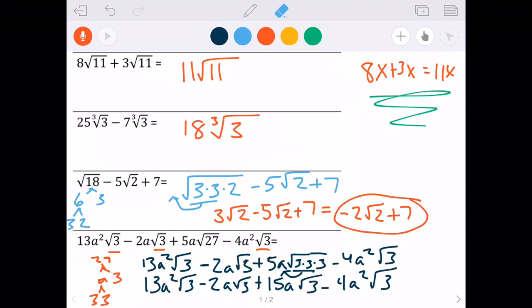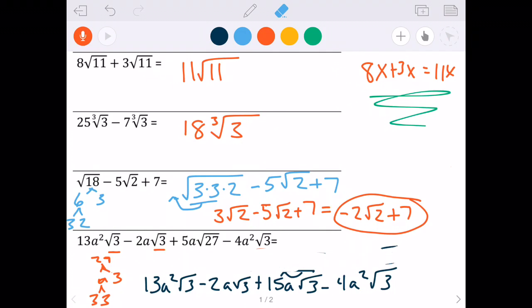Now, like I said, I'm going to run out of room, so I'm actually going to erase this previous step. All right, so that is what I have now. We talked about how the number underneath the radical has to be the same. But if you notice, on the outside we have 13a squared, and then we have negative 4a squared. So we have a squared, and then we also have just an a. So another thing you have to look out for is not only do the numbers underneath the radical have to be the same, if you have variables on the outside, those also have to be the same.